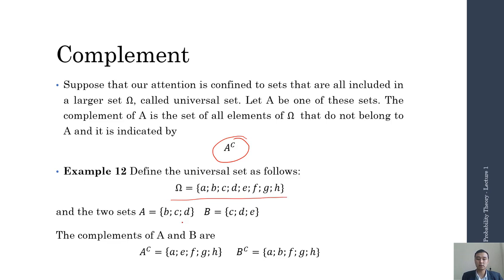We say this is a universal set and A and B are subsets of the universal set. The complements of A and B are defined as following. Complement of A: we have to take elements which are not in A. In A we have B, C, and D. So take all the other elements here. So this becomes the A complement. In B we have C, D, E included in B. So we take A, B, F, G, H. This is the complement.